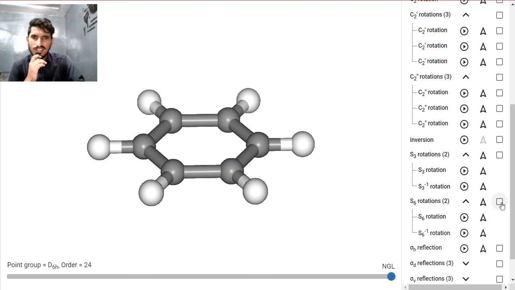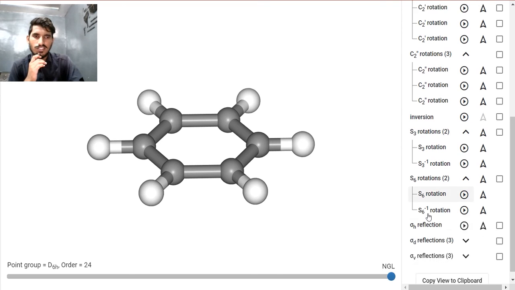But someone may ask, is there an S2 axis of rotation? S2 axis of rotation is similar to that of inversion, so we do not consider the S2 axis of rotation.